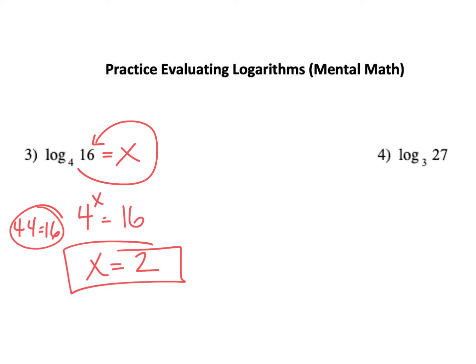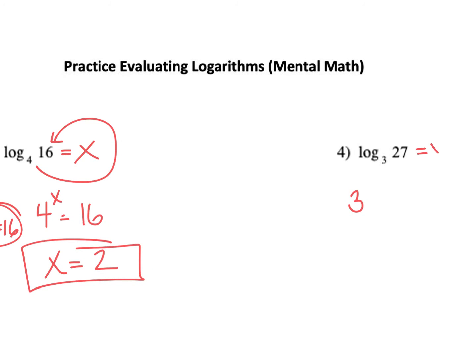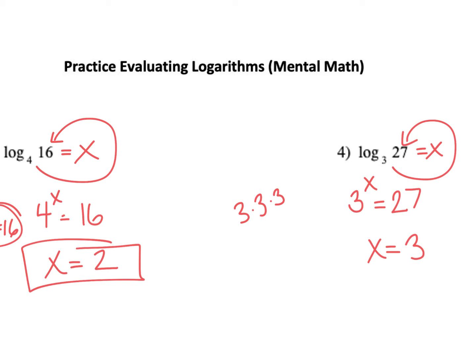Log base 3 of 27. I start by setting it equal to x first, and then changing it to exponential form. So 3 to the x is equal to 27. In my head, I think 3 times 3 is 9, times another 3 is 27. So x is 3. So log base 3 of 27 is equal to 3.